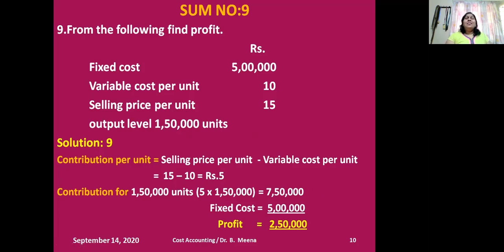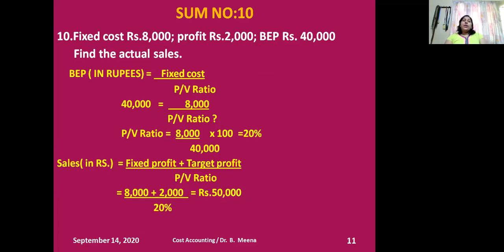Okay. So the feature I'm highlighting once again: under marginal costing, look at the problem, what information is available. That information will help us calculate the answers for the questions asked. Okay, let me check one more problem in this video.